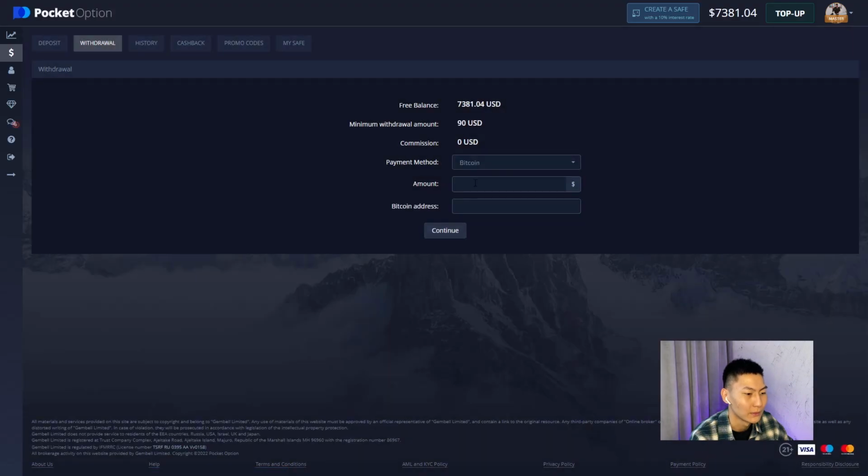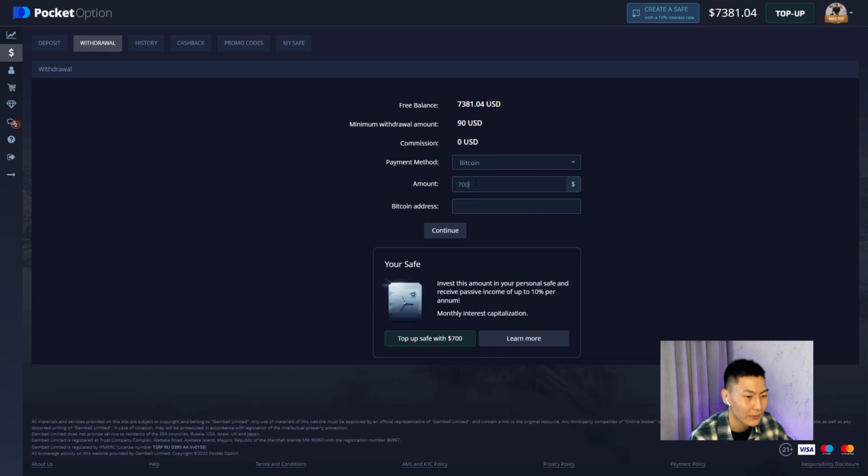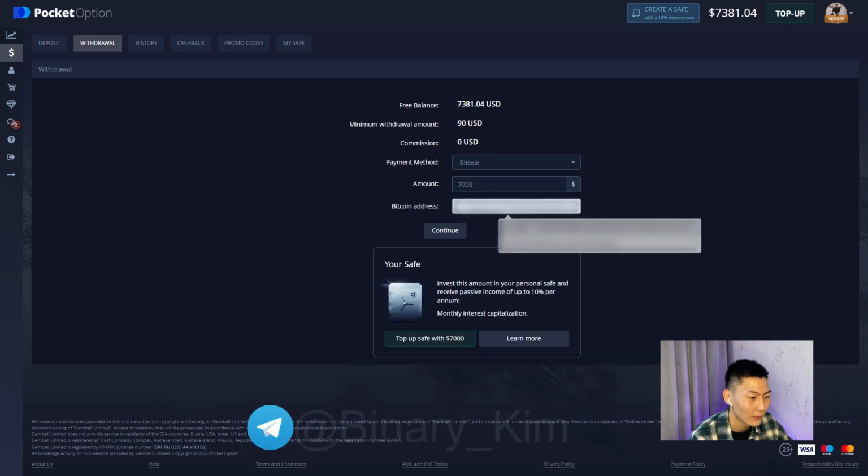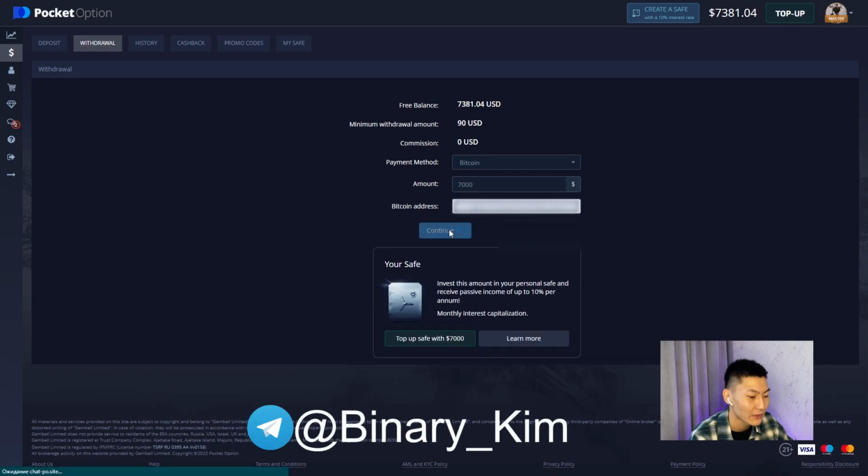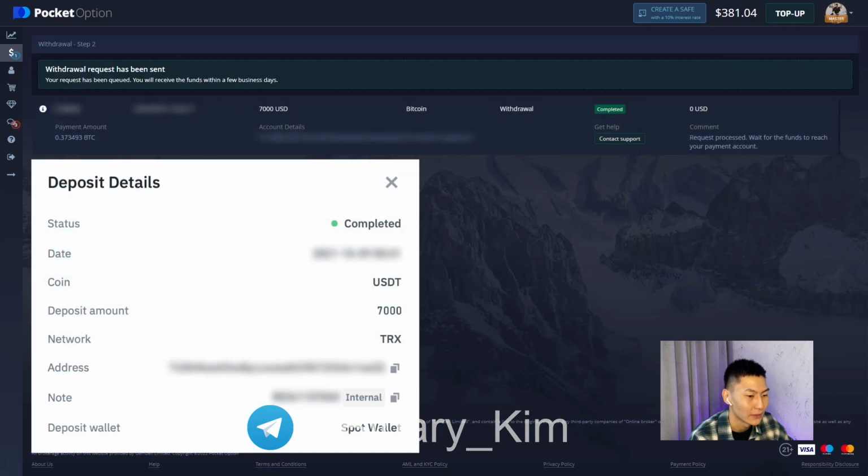I would like to withdraw $7,000 to my Bitcoin wallet. So the transaction is processing. I will attach the screen when it's done.